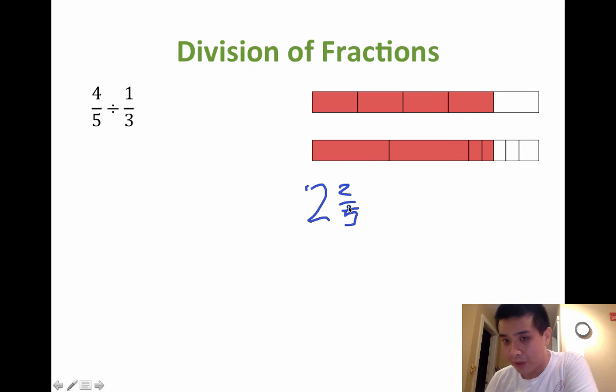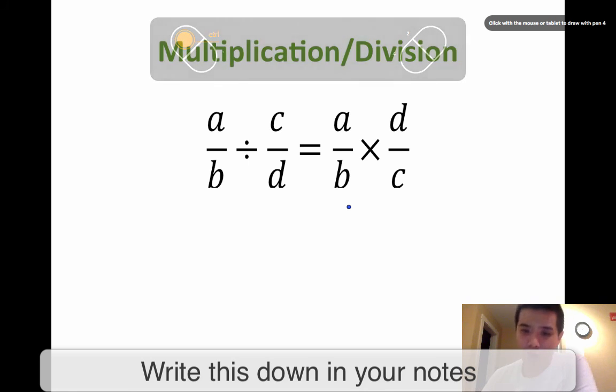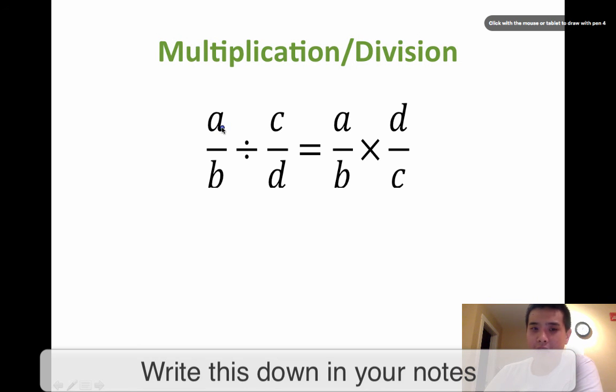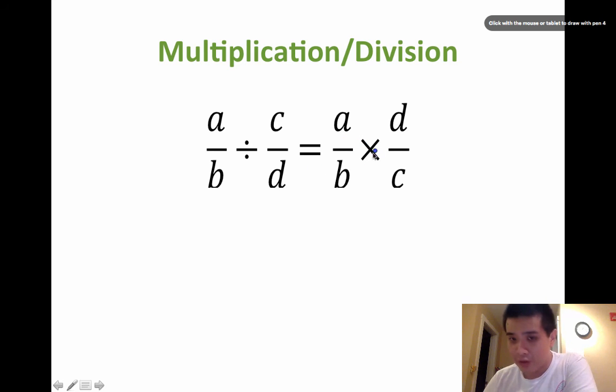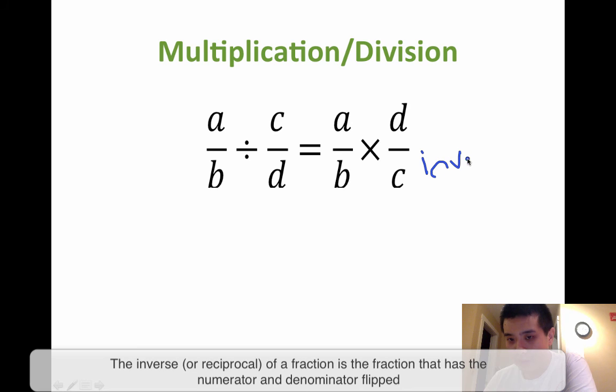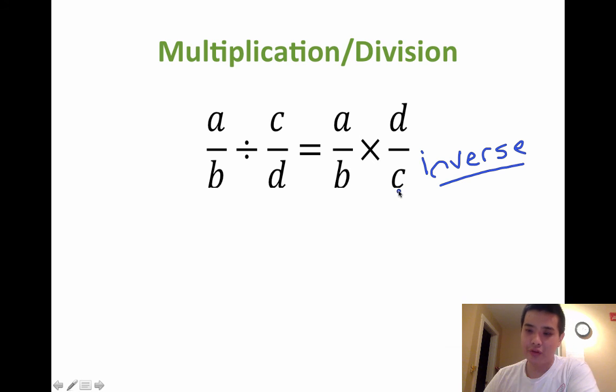Now this multiplication rule leads us to the fact that a over b, so any fraction divided by another fraction, c over d, will be the same thing as the first fraction multiplied by the inverse, which is the flip of the second fraction. Inverse, I-N-V-E-R-S-E. This is an important definition, the inverse. C over d is the inverse of d over c. When you flip the numerator and the denominator, you find the inverse of a certain fraction.